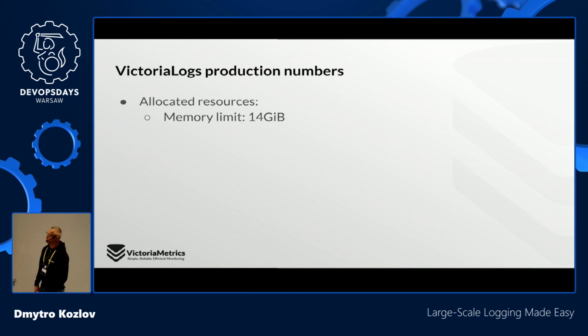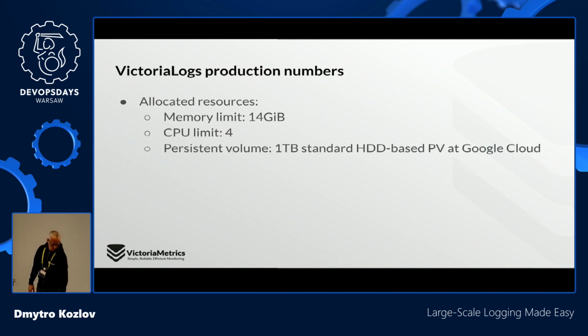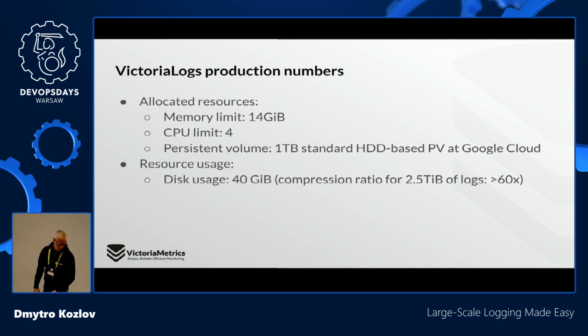How many resources do we allocate for this? Its memory limit right now is 14 gigabytes. It has 4 CPU, and we use a 1 terabyte HDD persistent volume at Google Cloud, because our sandbox works on Google Cloud. And at that moment, we are using 400 gigabytes. So 2 billion logs are stored in 400 gigabytes. As you can see, the compression ratio is around 60x for 2.5 terabytes of logs.